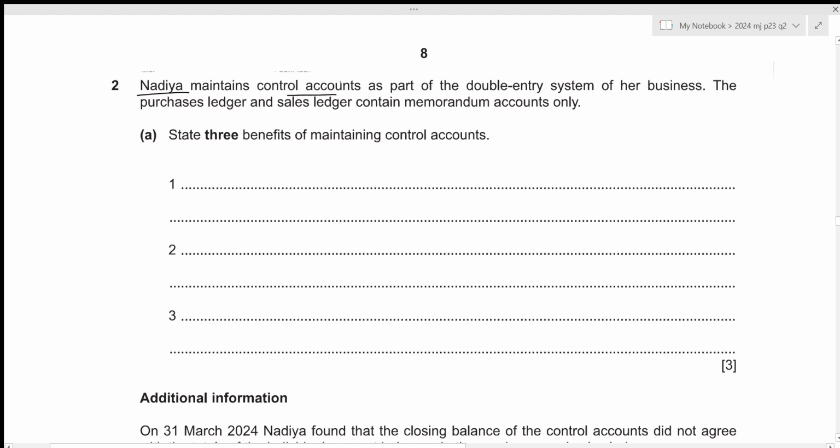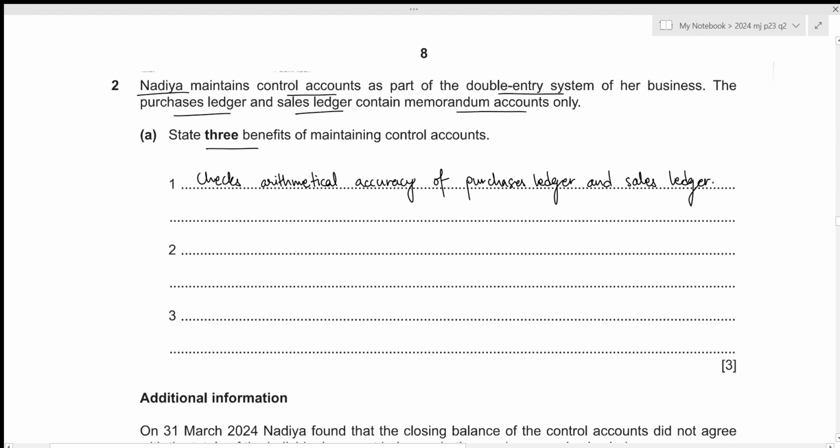Nadia maintains control accounts as part of the double entry system of her business. The purchases ledger and the sales ledger contain memorandum accounts only. We need to see 3 benefits of maintaining control accounts. So the very first benefit of maintaining control accounts is that it will check the arithmetical accuracy of our purchases ledger and sales ledger.